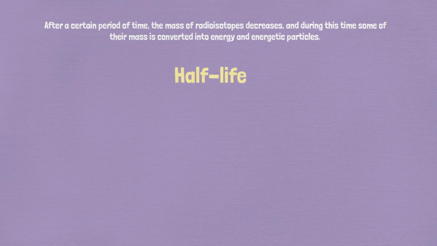After a certain period of time, the mass of radioisotopes decreases, and during this time, some of their mass is converted into energy and energetic particles. The time it takes for a given mass of radioisotope to be halved is called half-life. If the half-life of a radioisotope is 1 hour and we have 20 grams of it, within 1 hour 10 grams of it will be converted into energy and energetic particles.